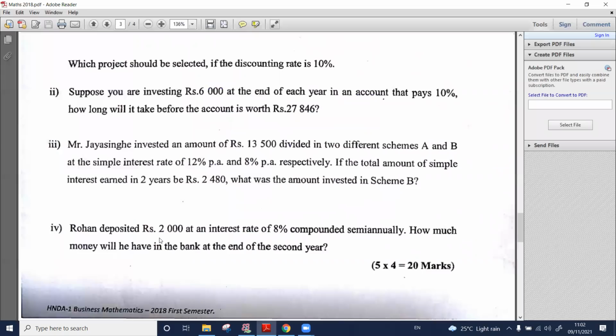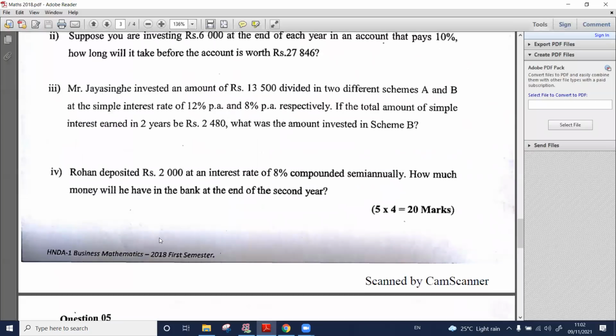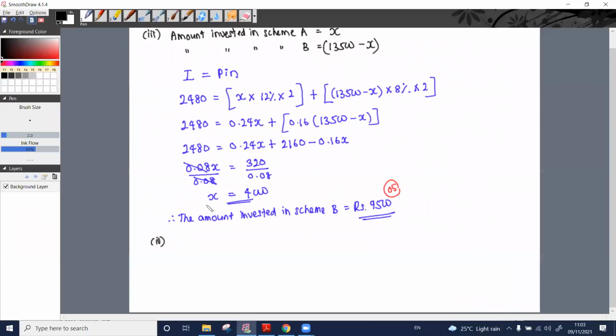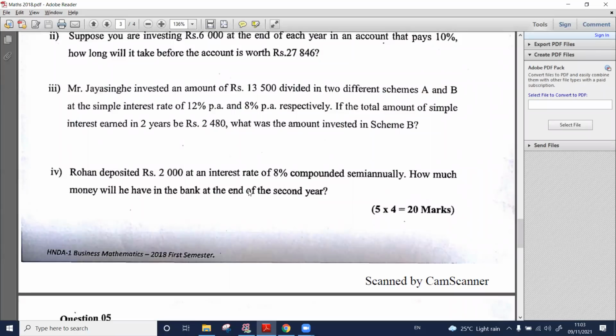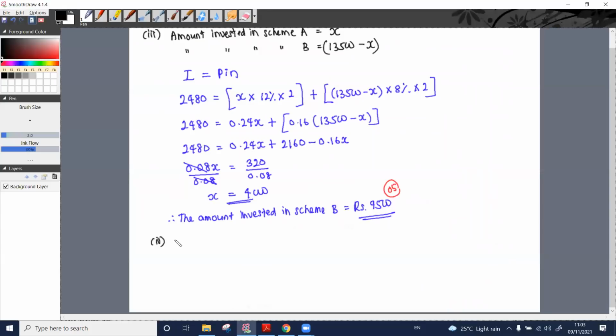Last part of question number 4. Rohan deposited 2,000 at an interest rate of 8% compounded semi-annually, more than one time a year. How much money will he have in the bank at the end of the second year? So future value, right? Compounding interest.